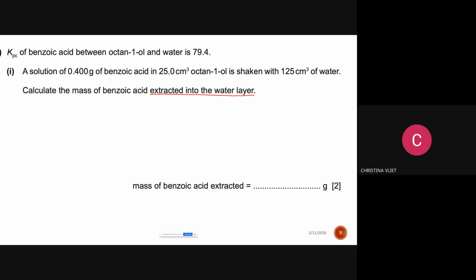What are they saying is going on? We took this, we put it in octanol, right? We took benzoic acid, we put it in octanol, and then what did we do? We shook it with water. And so what's happening is some of the benzoic acid transfers from the octanol layer to the water layer. But how much? We do know the partition coefficient is 79.4.